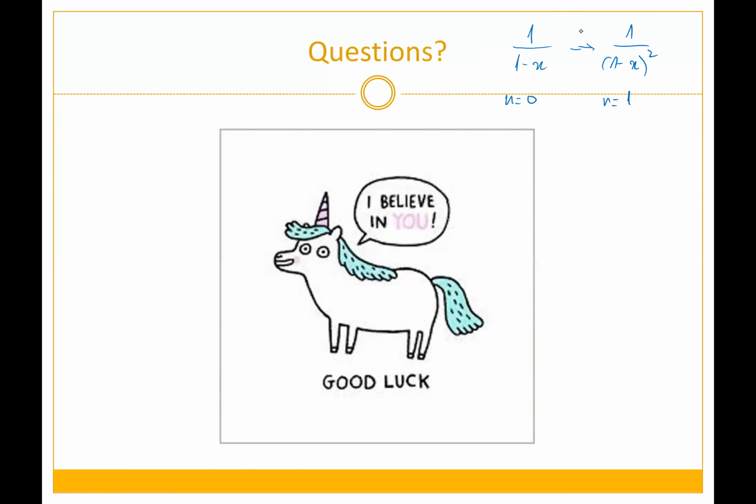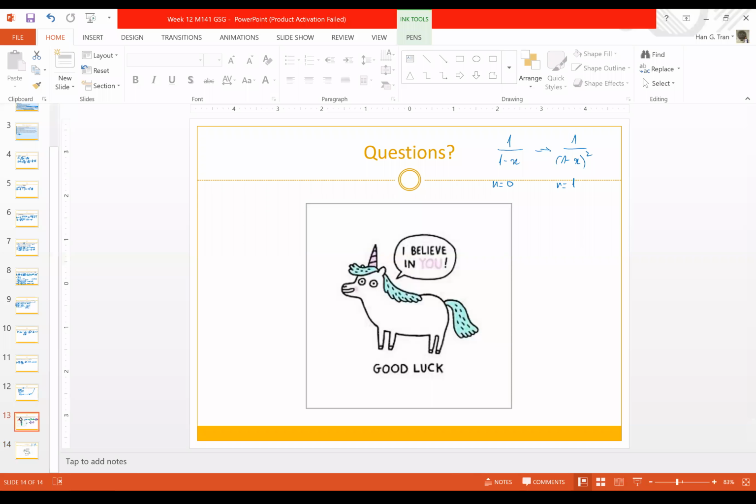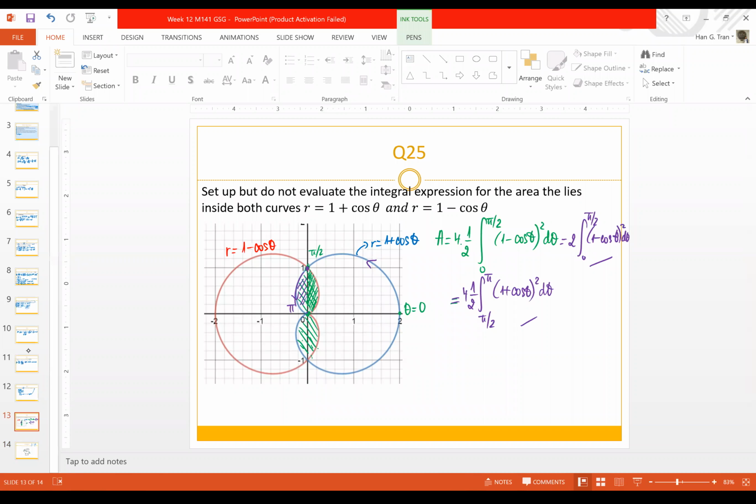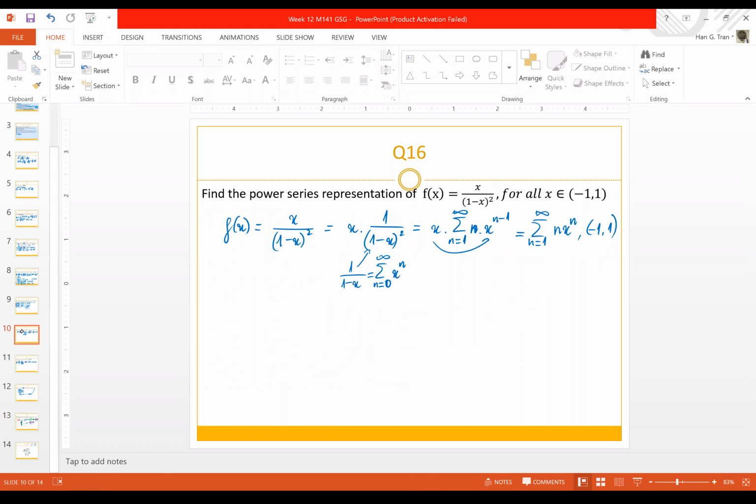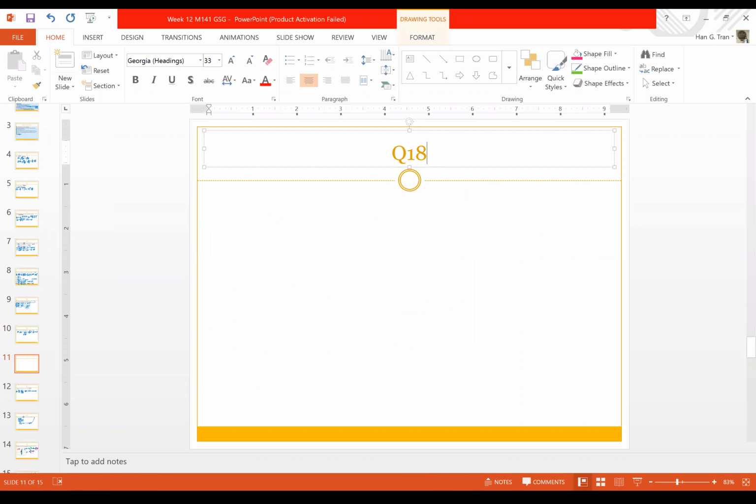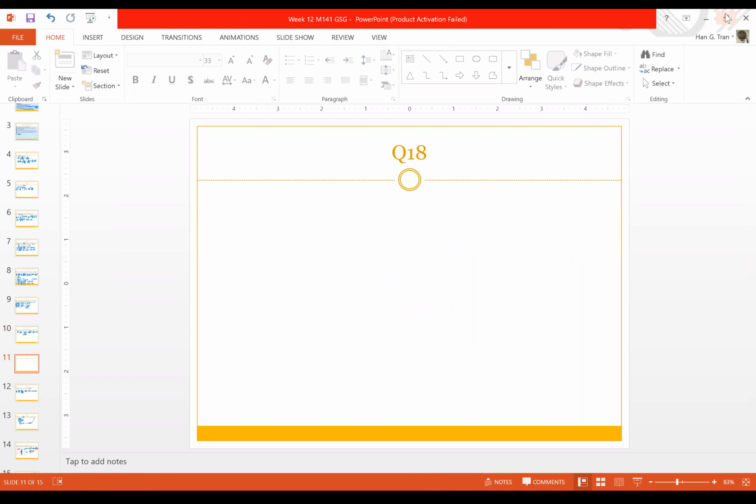Express the integral of x sine x over 3 dx as the Maclaurin series. Okay, give me a second. I'll make a new slide. Keep this and add a new slide here to do it. So this is going to be question 18. Oh, sorry, new slide. So question 18, and let's start with, what exactly did I just do? Okay, let's see the questions again.